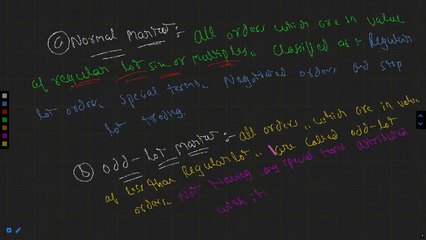All orders which are in value less than the regular lot are called odd lot orders, not having any special terms attributed with it. Generally these orders have a value lesser than the regular lot size. The normal market can carry the multiples like regular lot orders, special terms, negotiated orders, and stop loss trading. The odd lot market generally does not have any such terms, so that's why it is written down here.